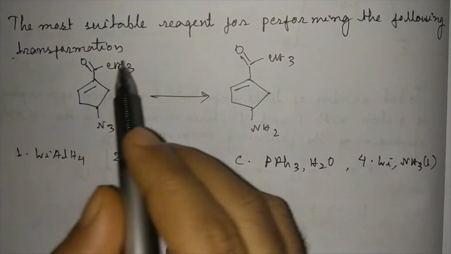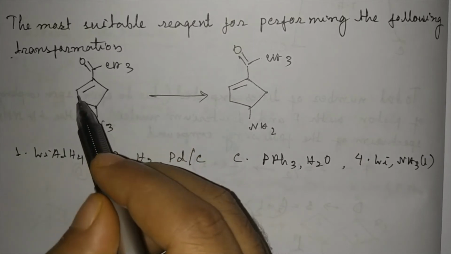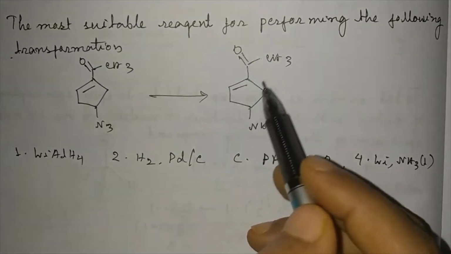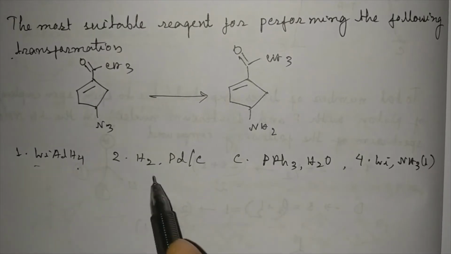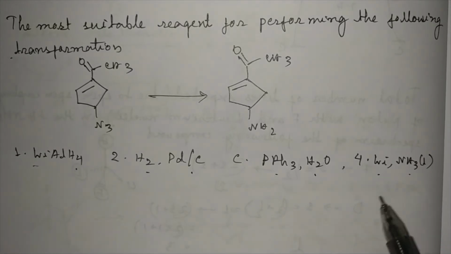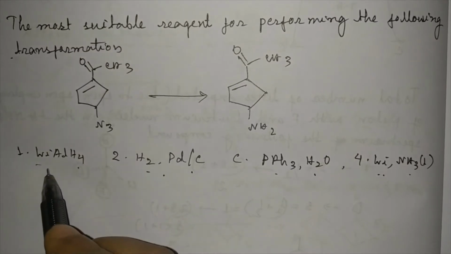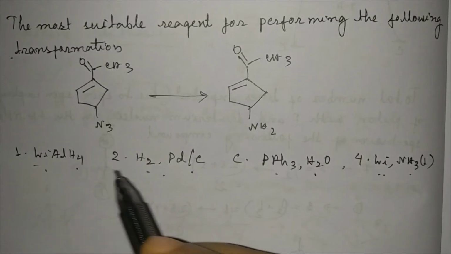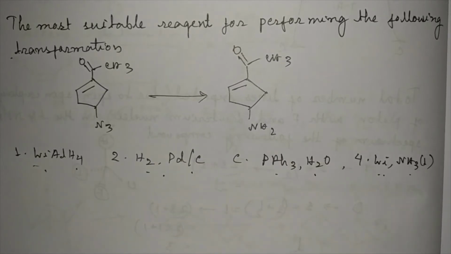Next question: the most suitable reagent for performing the following transformation. Here an alpha beta unsaturated ketone is there, and an azide group which will be converted into NH2, and this part will remain intact. So what will be our answer? The options are lithium aluminum hydride, H2/Pd-C, PPh3/H2O, lithium in liquid ammonia. So this is Birch reduction condition, this is catalytic hydrogenation, this is lithium aluminum hydride, a hydride transfer reagent, and this is PPh3/H2O. Actually this reaction is an important name reaction called Staudinger reduction.